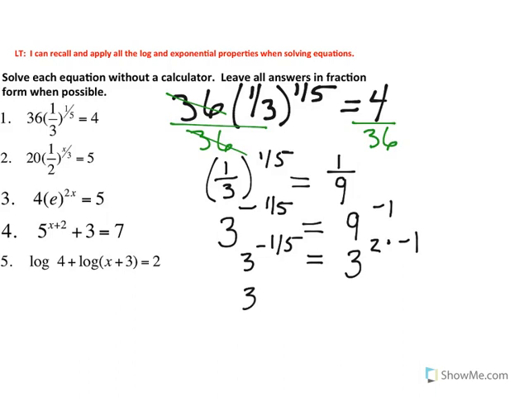So all cleaned up, I'll have on the left 3 to the negative 1/5 power equals 3 to the negative 2 power. Based on the properties that we have learned, when the bases are the same, I can drop the bases and the powers are now equal.